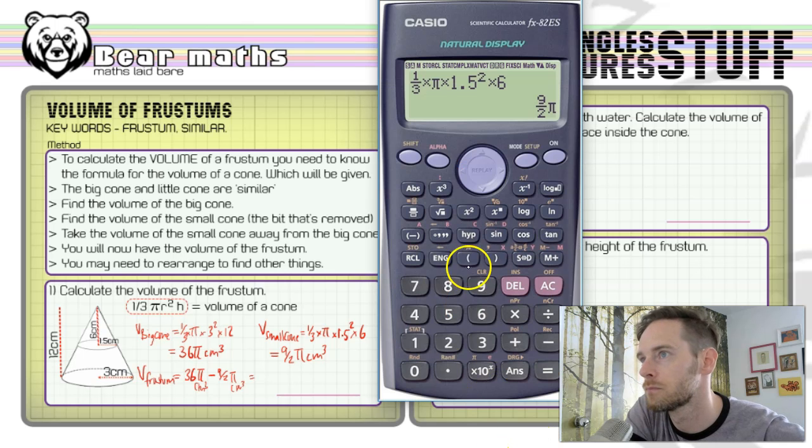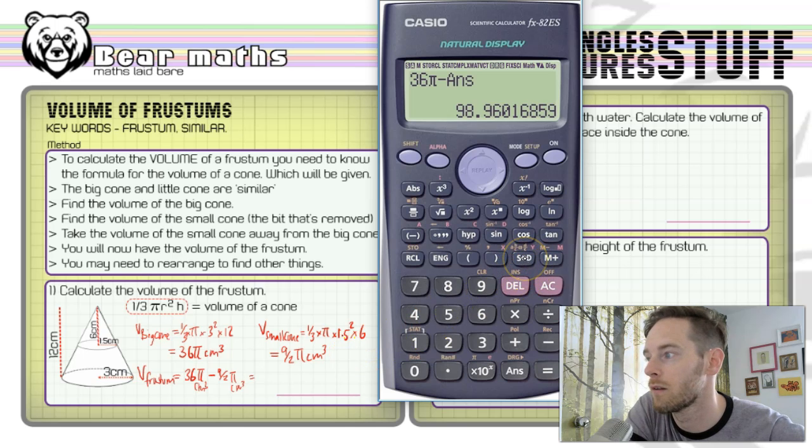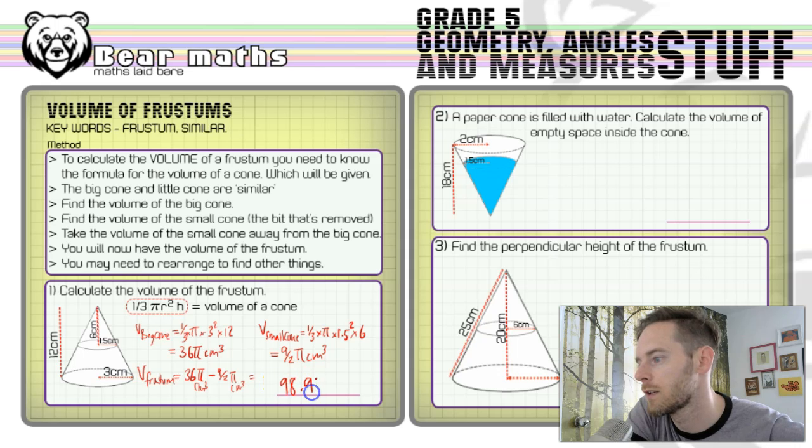Right, so 36 pi minus that answer equals 63/2 pi, which is 98.96. Let's round it to 2 decimal places: 98.96 centimeters cubed. And I'll just show you what I mean if you've not grasped it yet. This whole shape here, the bit that I've shaded in, is the volume of the frustum. That top cone has disappeared. The bit that's left over, the volume of that bit is this answer here.